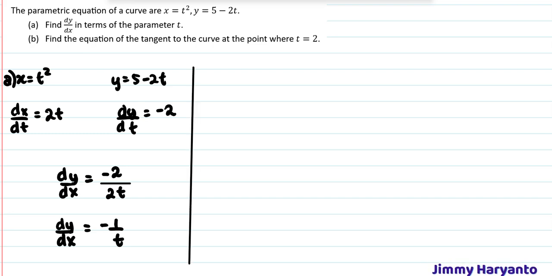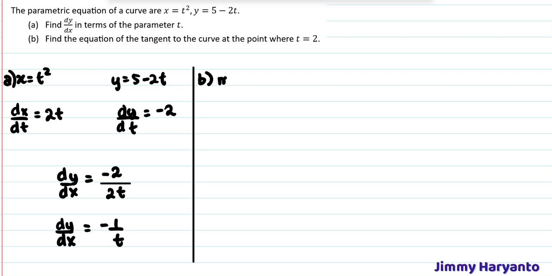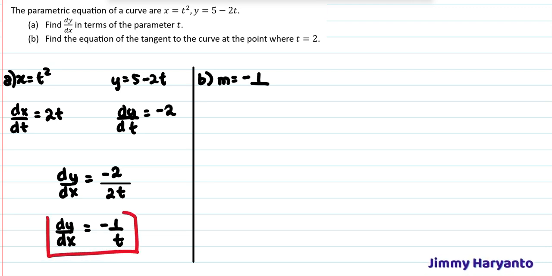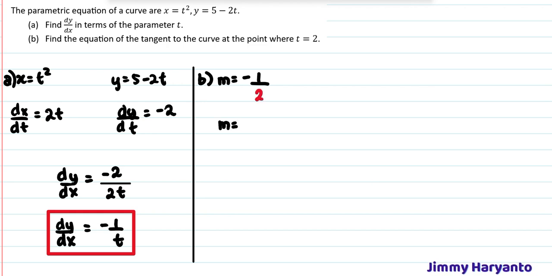Okay, we already have dy/dx. Next is to find the tangent. Tangent means we have to find the gradient first. Normally the gradient requires you to input the value of x or y, but unfortunately in this question we have dy/dx in terms of t. That means we have to insert t, not x, not y. With t equals 2, the gradient equals negative 1 over 2.